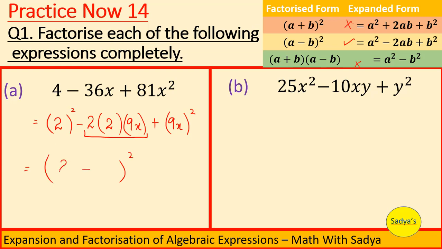So a is 2 and b is 9x. So (2 minus 9x) whole square is the factorized form of this question.